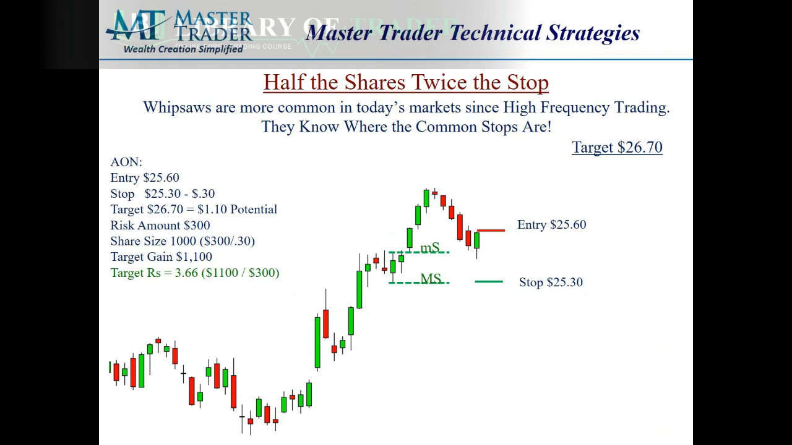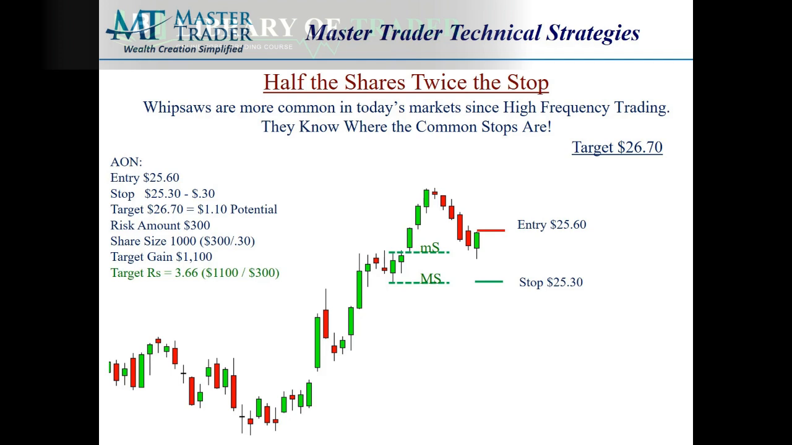So here we're going to use the concept of half the shares and twice the stop. Whipsaws, as we know, are more common in today's market than they were years ago because of high-frequency trading. They know where the stops are, and they gun for them. We can say market makers did that years ago to push things through, but these algorithms know the patterns, and they know when prices push down, and they look for the reversal there. So why not give it a little bit more room?